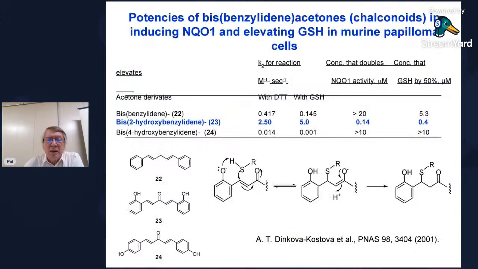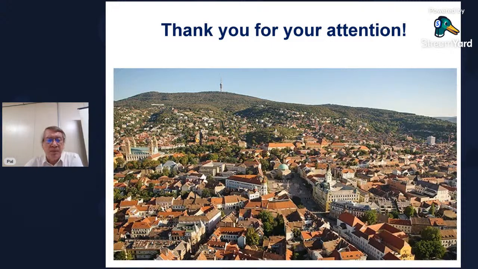Briefly summarizing the present lecture, we could see that chalcones and flavonoids in general can act as effective chemopreventive agents through different mechanisms, among them the thiol reactivity and the hydroxy radical scavenging activity, plus the metal complex forming activity of transition metals are the most important. Thank you very much for your attention.